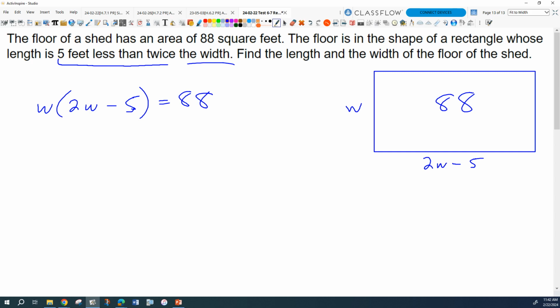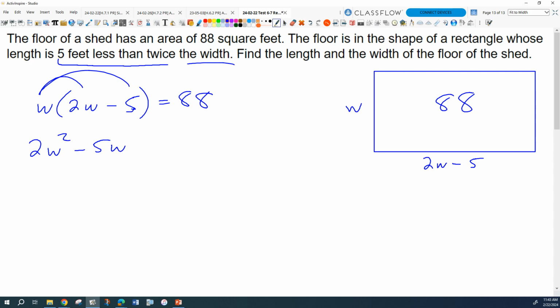Distribute the W. Okay, good. I have to distribute the W first because I have to write this as a polynomial in standard form. So I distribute the W, and I get 2W squared minus 5W. What else could I do? Make it equal to 0.